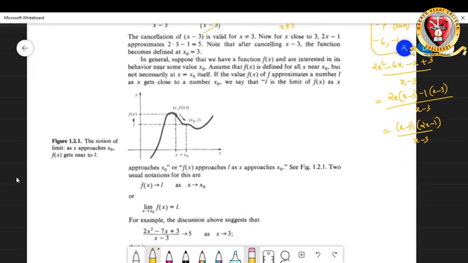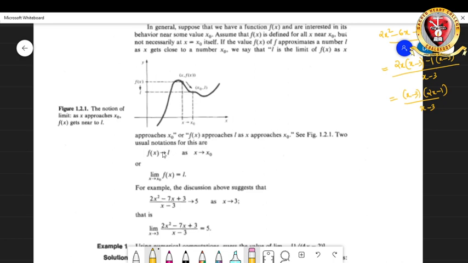So there are two notations for the same. We said it earlier during an example. One is f of x tends to L as x tends to x naught, or we can write limit x tends to x naught, f of x is equal to L. So in the example, we wrote limit x tends to 3, f of x is equal to 5. So in general, we are calling that as the limit L, and this x naught is the arbitrary number instead of this 3.